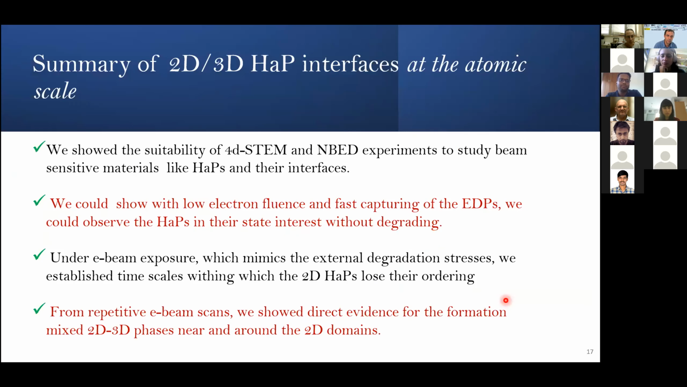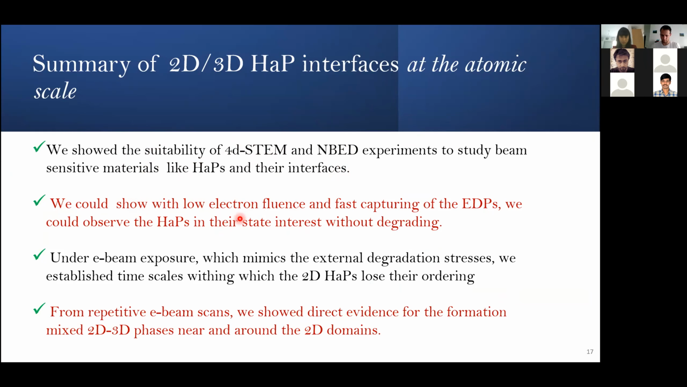With this, I would like to summarize my presentation. What we could achieve is that we could show that the suitability of a 4D STEM experiment coupled with a nanobeam electron diffraction experiment can help us to study these beam sensitive materials in their state of interest, and that is without any degradation.